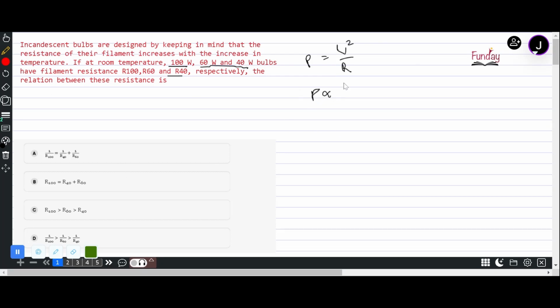So, now we see that P is equal to V square by R. So that means power is directly proportional to the inverse of R. So more the power, less the resistance. So 1 by R100 will be bigger than 1 by R60, bigger than 1 by R40.